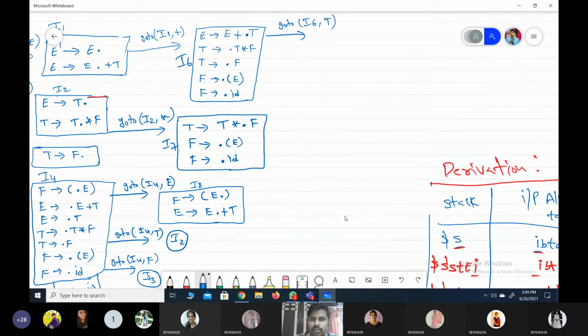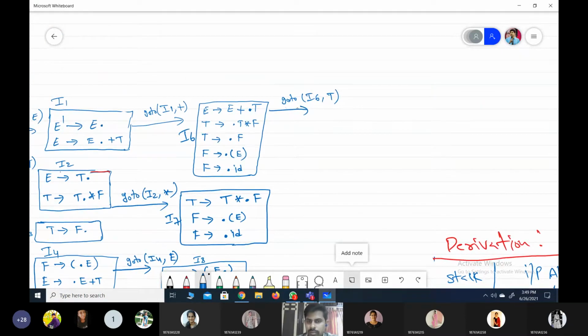What is the possibility that we are getting? Plus T dot. So go to off. I6 on T is applied. Then E tends to E plus T dot. Is it okay? E tends to E plus T dot. And T tends to T dot star F. Okay.